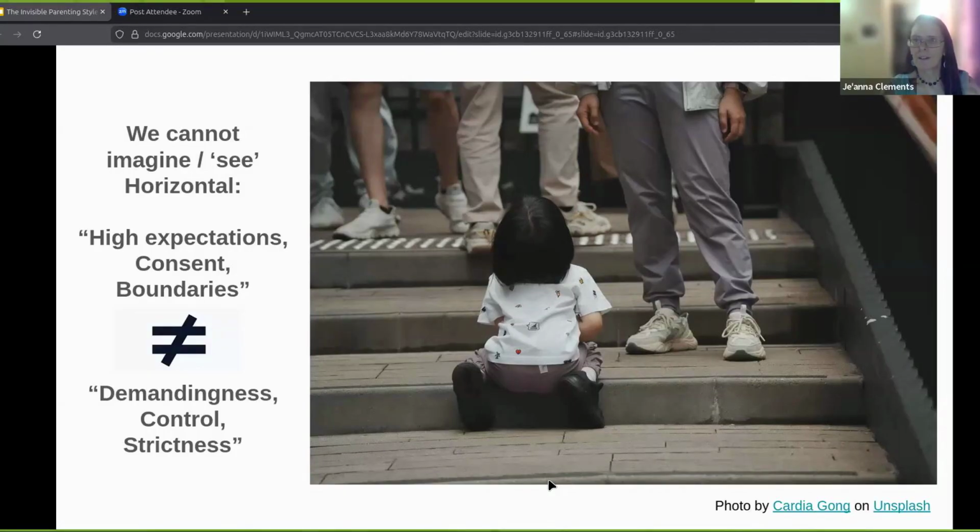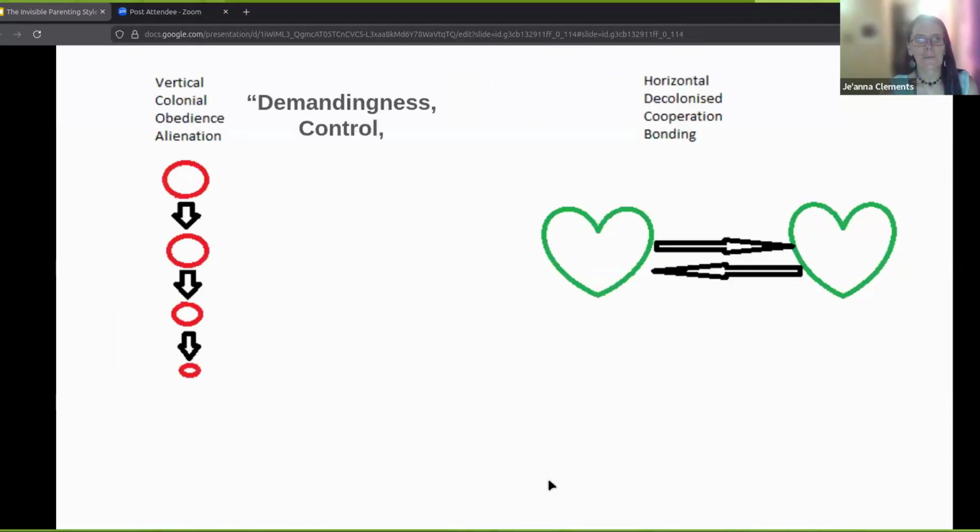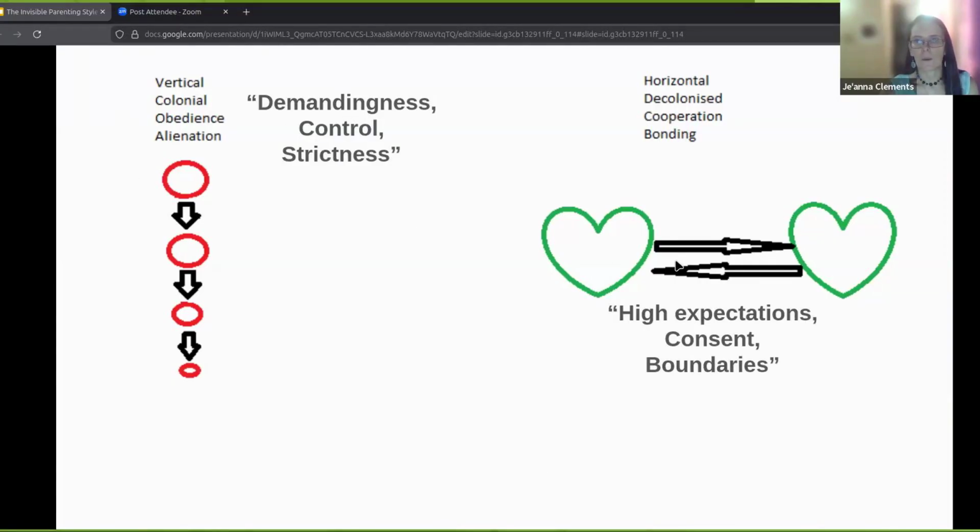Now we're starting to see why there's an issue with that little matrix, right? So if we're putting these here and these here, the demandingness, control, and strictness belongs with the vertical view, and the high expectations, consent, and boundaries belongs with the horizontal view. Now we're going to add in responsiveness and warmth. So if we do that with horizontal, we end up with partnership, right? We're respectful of each other and we are responsive to each other. We are true partners, and this is beautiful, right?